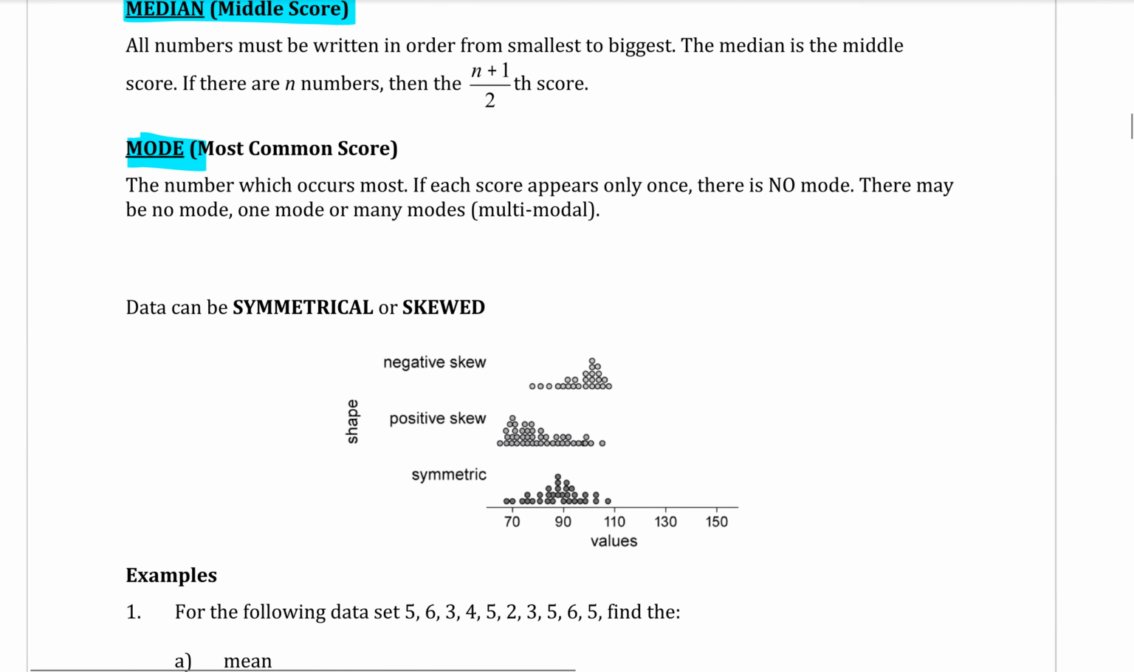Okay, a couple of extra things here. Data can be symmetrical or skewed. For data to be symmetrical, you want it to look like it's perfectly balanced. So you might have 4 things here in the middle, and you want it perfectly balanced on either side. Okay? See that? Perfectly symmetrical. That's symmetrical data. Most of the time, data is a little bit skewed.